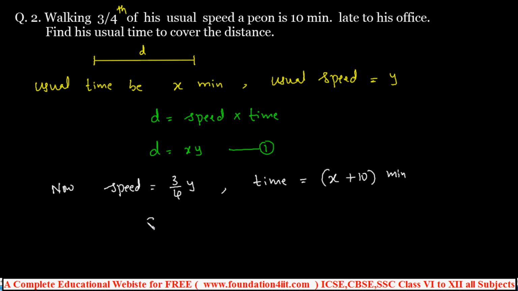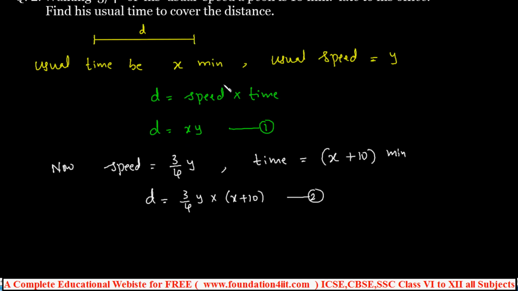Even in this case, the distance is not changed. So same d. D is equal to speed into time: 3 by 4 y into x plus 10, equation 2. So both are in place, equation 1 and 2, distance is fixed, LHS is same, so RHS we can equate. Now you'll get the problem, right? That is the x you will get, because x only you should find out, his usual time to cover the distance. So usual time I took x. X value if you find out, that's enough.